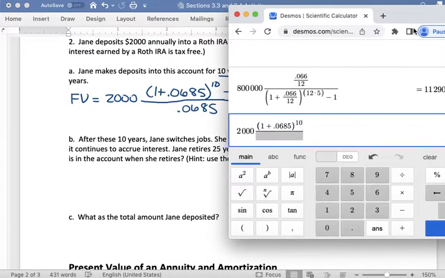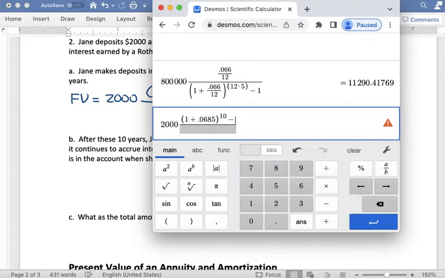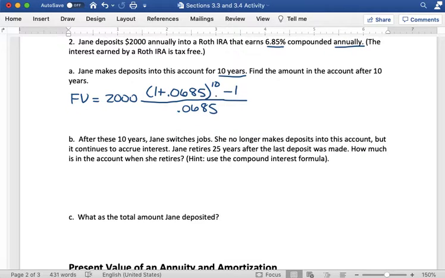So 1 plus 0.0685 to the 10th, and then we have minus 1 divided by 0.0685, and that gives us an answer of $27,437.89. So I'll write that. $27,437.89.